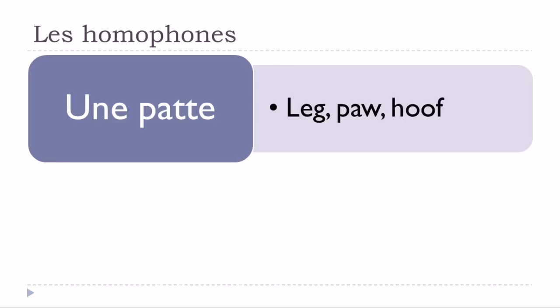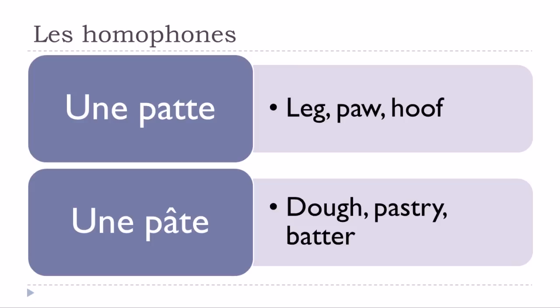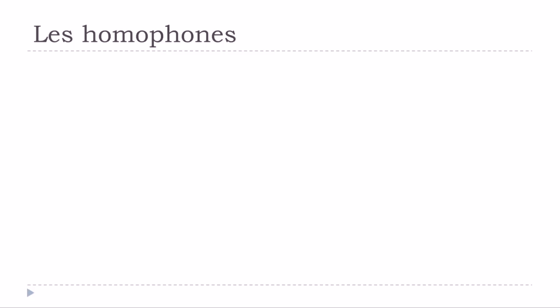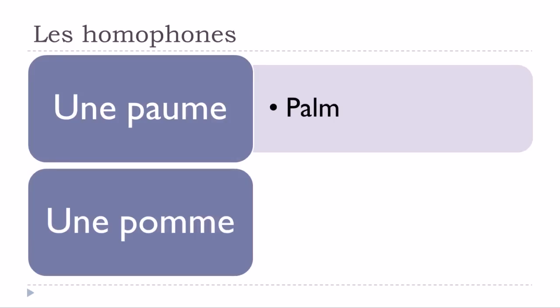Une patte. Une patte. Okay, une patte, une patte. Une paume. Une pomme. Okay, so you can see that I pronounce them a little bit differently. But then we'll be careful that in many, many cases people will pronounce them the same way. Okay, because in that case, normally it should be a bit lower, pomme, and then here more open, so pomme. Okay.